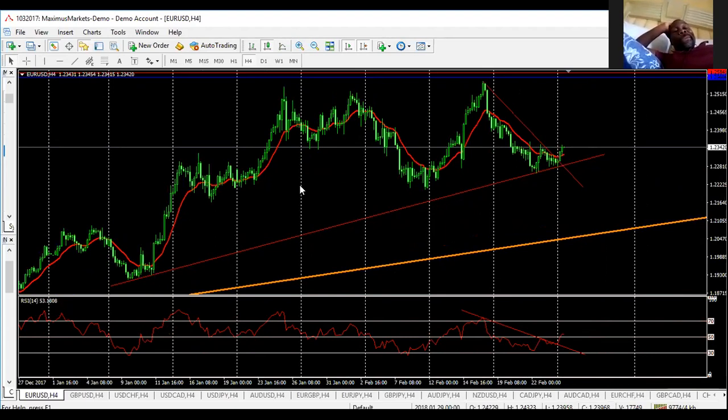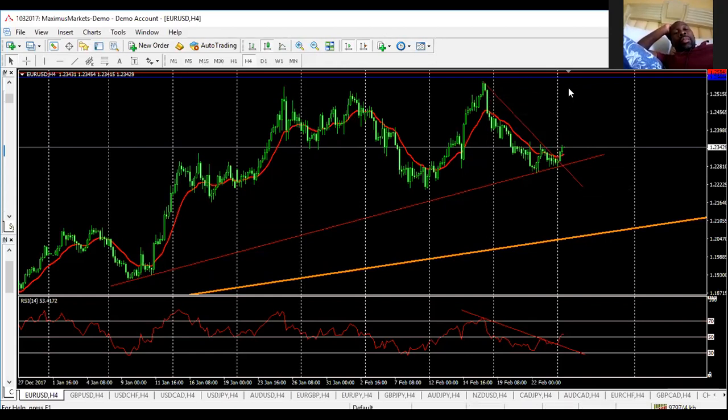Two things happen. The first thing that happens at a resistance is a break. The second thing that happens at a resistance is a bounce. So when price gets to a resistance or a support, price will either break that resistance or it will bounce off the resistance. So as Euro is trending up now, when price gets here, either price will break this point and go beyond it, or price will test this point and go back down.